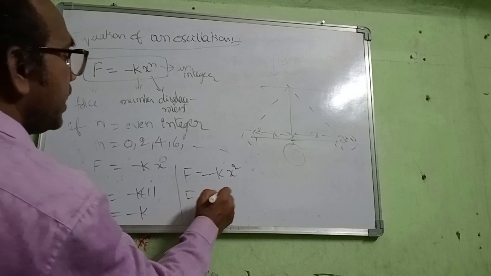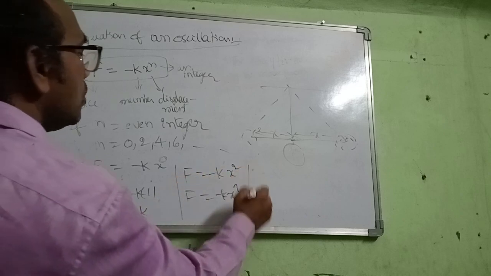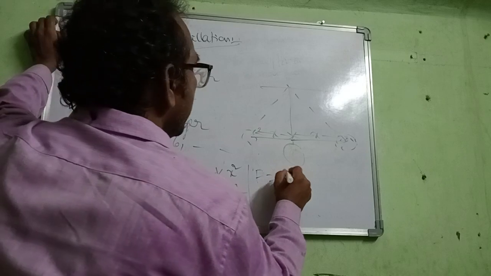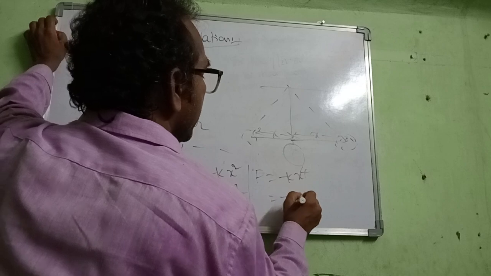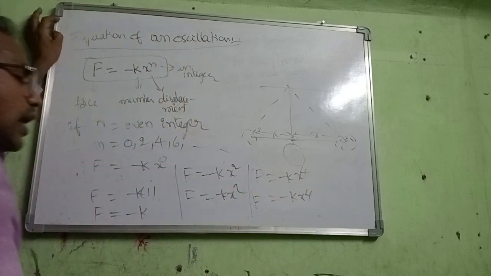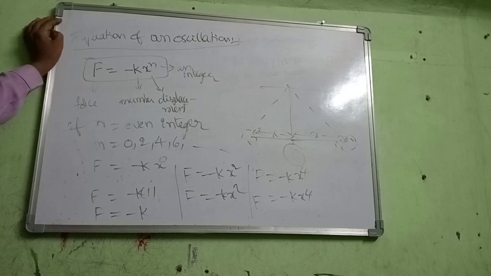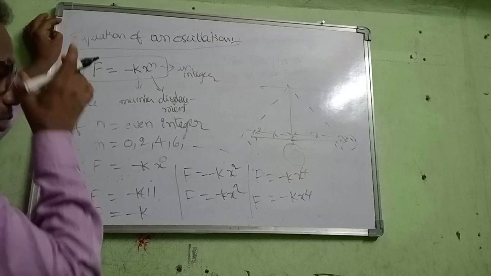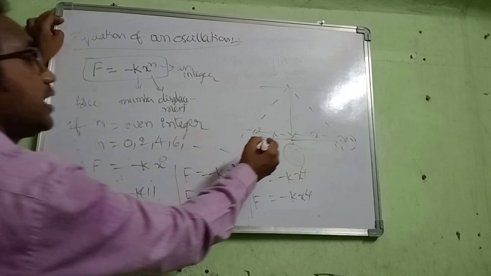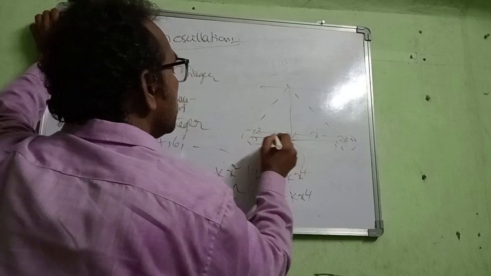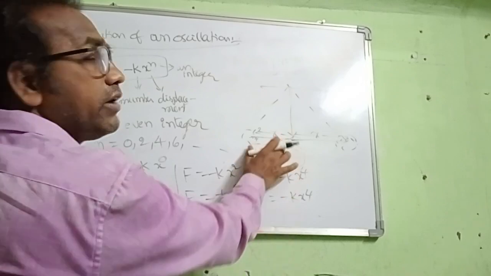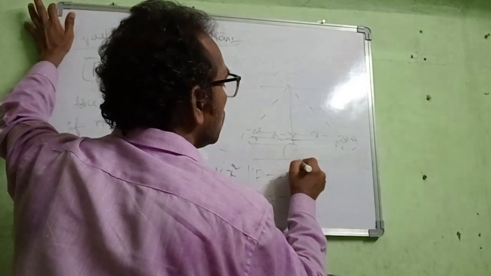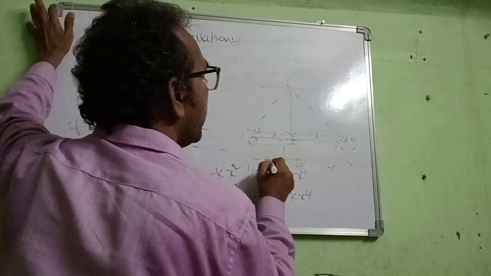So f equal to minus kx square. In case f equal to minus k into x cube, x power 4, so minus k x power 4. In all these cases, f, the force, is negative. That means the displacement is along the negative x-axis. So this is positive, 0 is the origin, this is plus x, this is minus x.